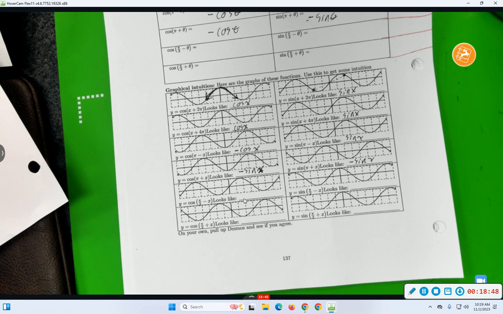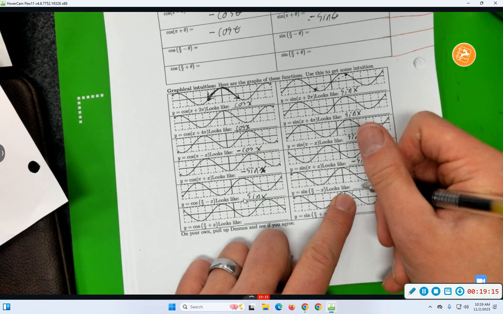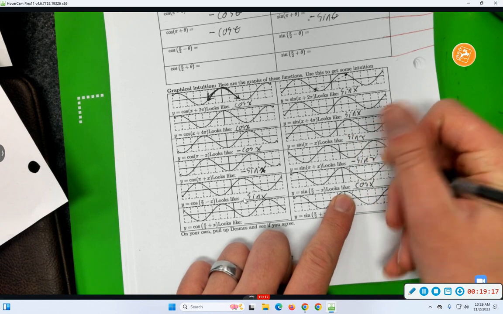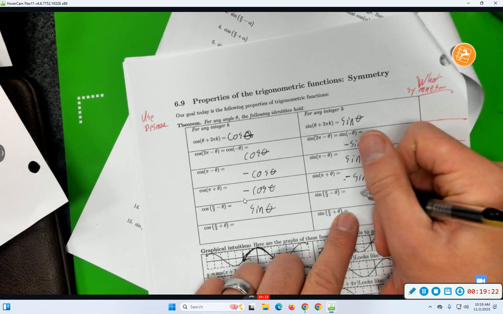So tell me about cosine of pi over 2 minus an angle. What would you tell me that that looks like? Sine. And what about sine of pi over 2 minus an angle? Cosine? Oh, when you replace an angle by pi over 2 minus that angle, apparently sine and cosine just swap. Cosine of pi over 2 minus x is sine x. Sine of pi over 2 minus x looks like cosine x. Cosine becomes sine. Sine becomes cosine.